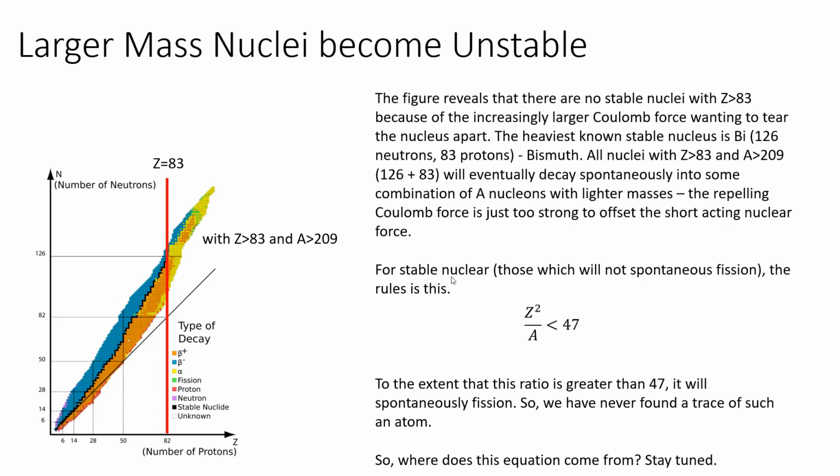For stable nuclei, the requirement is this: Z squared over A, the number of protons squared divided by the number of nucleons, less than 47. To the extent that this ratio is greater than 47, it will spontaneously fission. And we have not found a trace of such a nucleus. So where does this equation come from? That's what I'm going to show you.